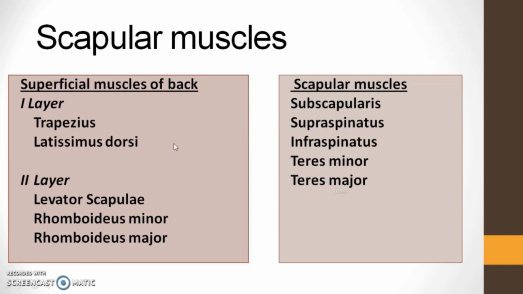So these all are superficial muscles, and these are deeper muscles. Superficial muscles are 5 in number: trapezius, latissimus dorsi, and below that we have levator scapulae, rhomboid minor, rhomboid major from above downwards. And the deeper muscles, which we will call scapular muscles, are again 5 in number. One is subscapularis, and another is supraspinatus, infraspinatus, and teres minor along with teres major.